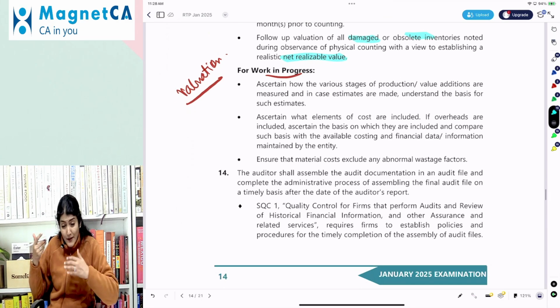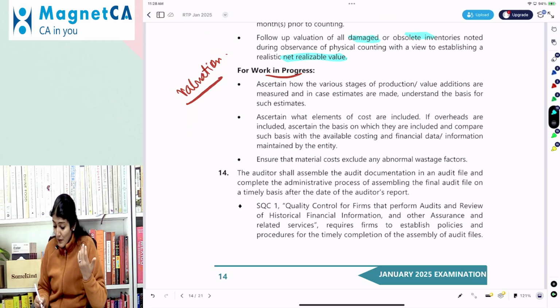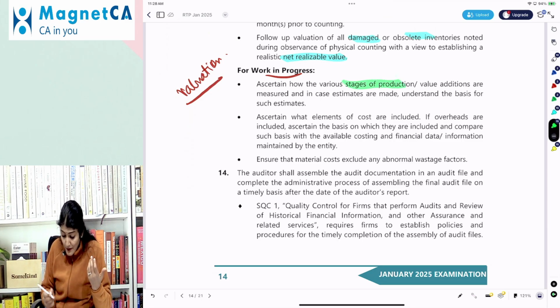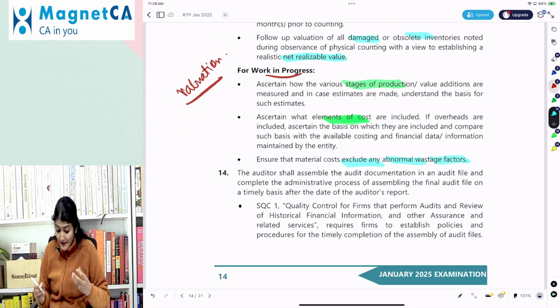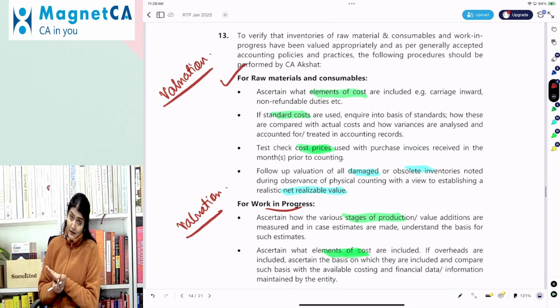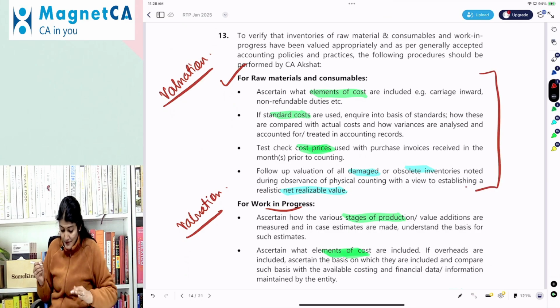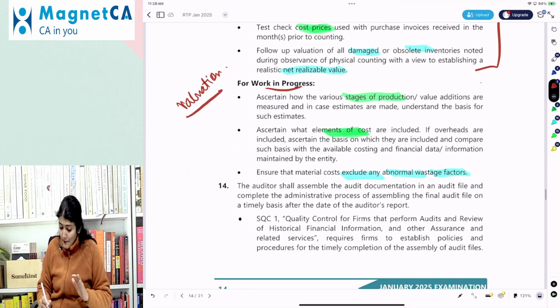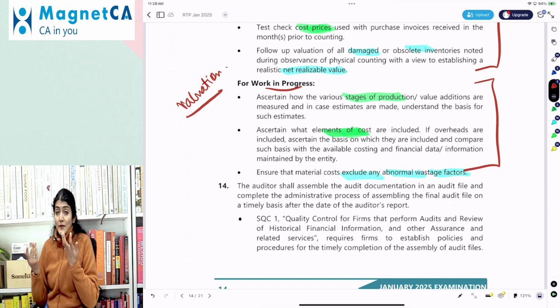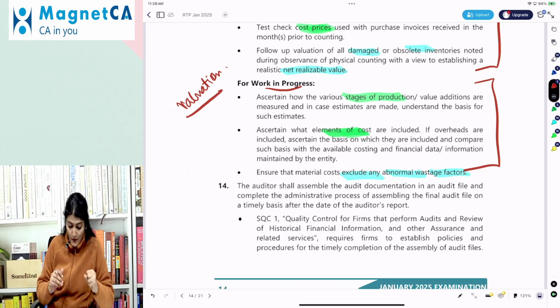Then for work in progress, what is the status of the work in progress? So the stage of the production, value addition. Again, what are the elements of the cost? And this material cost should exclude any abnormal wastage factor. Right? It should exclude any abnormal wastage factor. So it has been asked as a question in the exams previously, and plus again it has come in your RTP Jan 25.